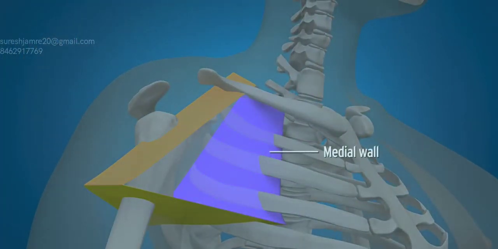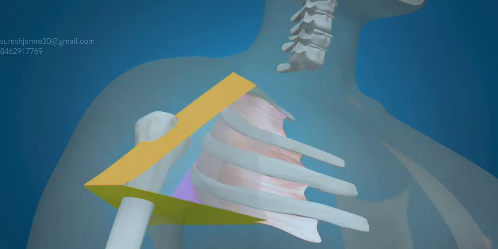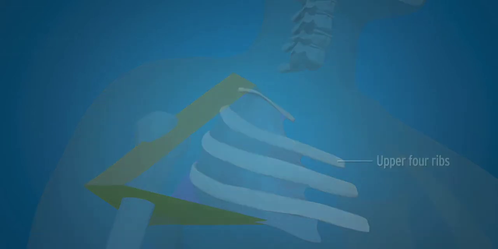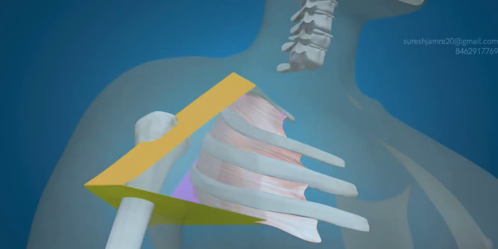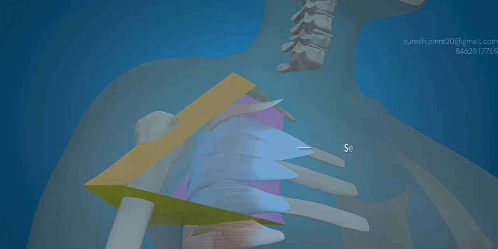Medial wall. Medially, the axilla wall is formed by the upper four ribs with intervening intercostal muscles. It is reinforced by the upper four digitations of the serratus anterior muscle.